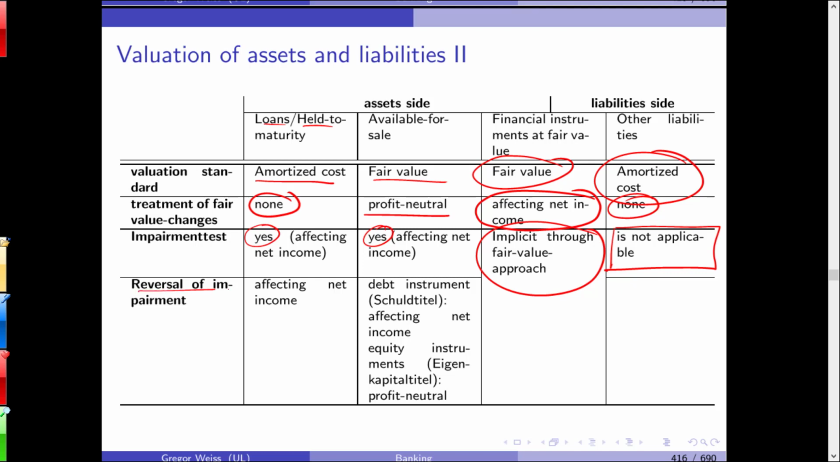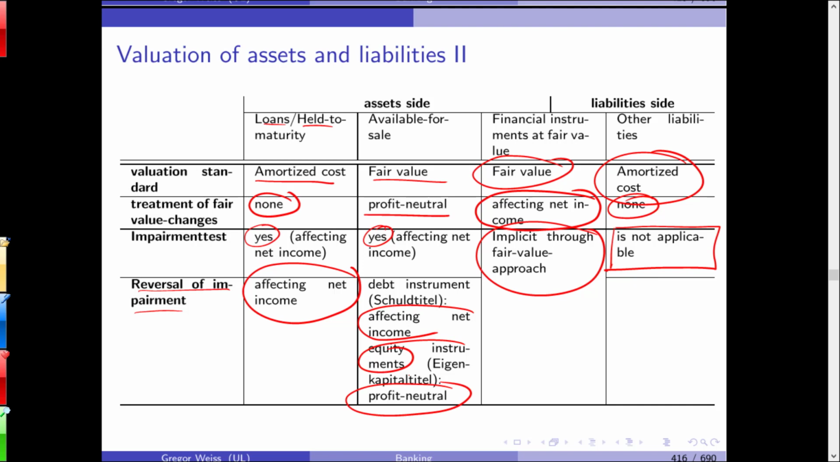Do you have a reversal of impairment? If this actually happens, this will affect net income here for loans and instruments held to maturity. For debt instruments, they will affect net income. And for equity instruments, these are profit neutral.